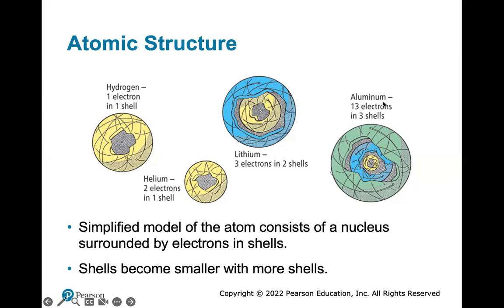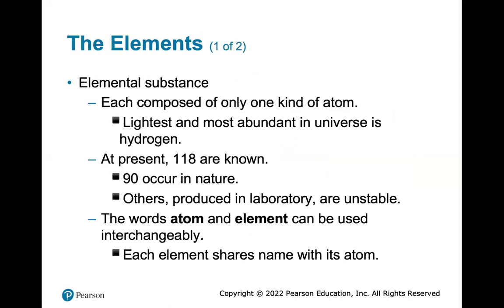Then you take aluminum, 13 electrons and 3 shells. And you can see how I think they're showing you relative size, so you can see that the yellow shell is greatly reduced and the blue shell is reduced from what it was here. Then you have this green shell. And we'll see relative sizes in an upcoming slide. Okay.